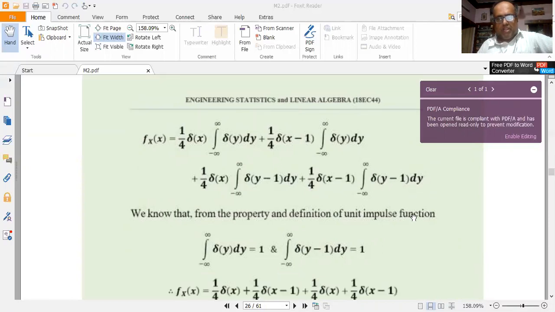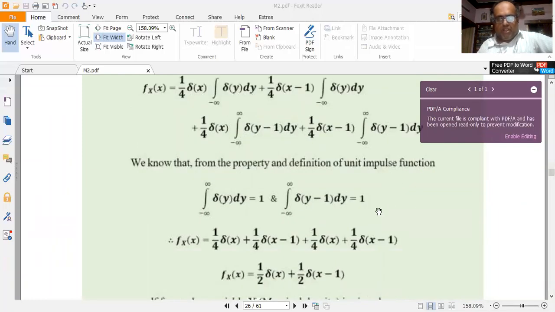Okay, now we know from the property and the definition of the unit impulse function or the Dirac delta function that integral minus infinity to plus infinity delta of y dy is equal to 1, and integral minus infinity to plus infinity delta of y minus 1 dy is also equal to 1. This follows from signals and systems. So all these four integrals evaluate to 1. So 1 into delta of x multiplied by 1 by 4 is the same 1 by 4 delta of x. So applying this idea to all these four integrals which evaluate to 1.